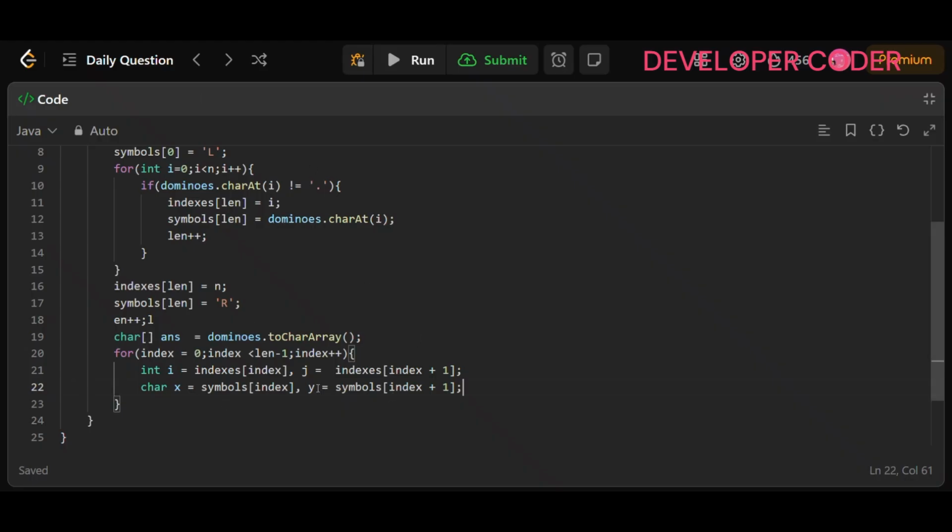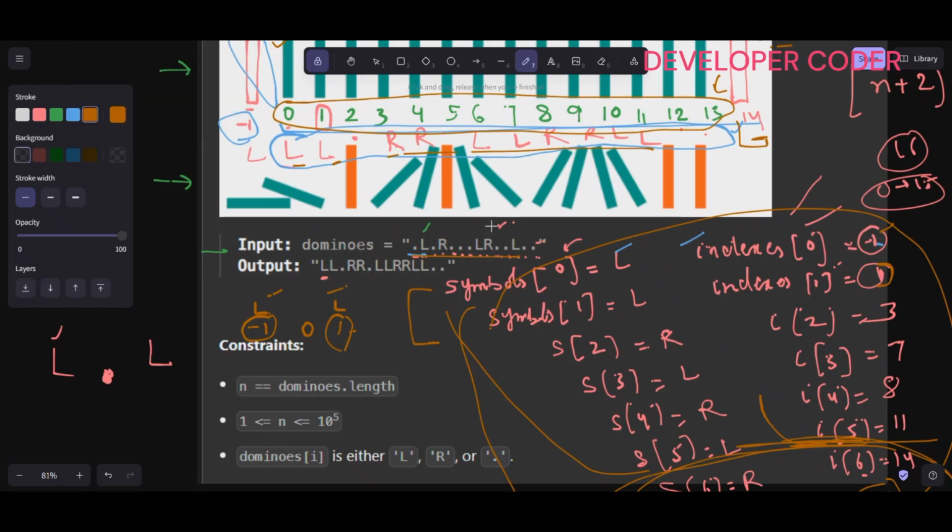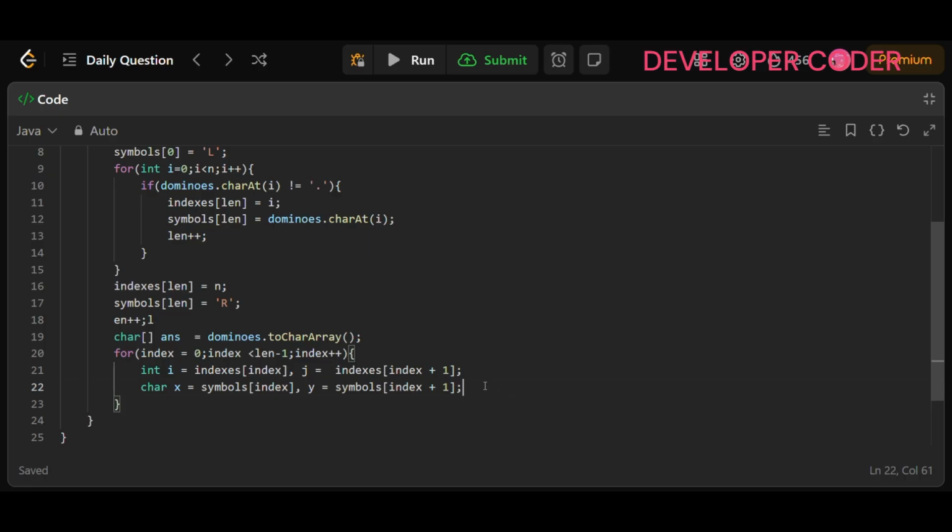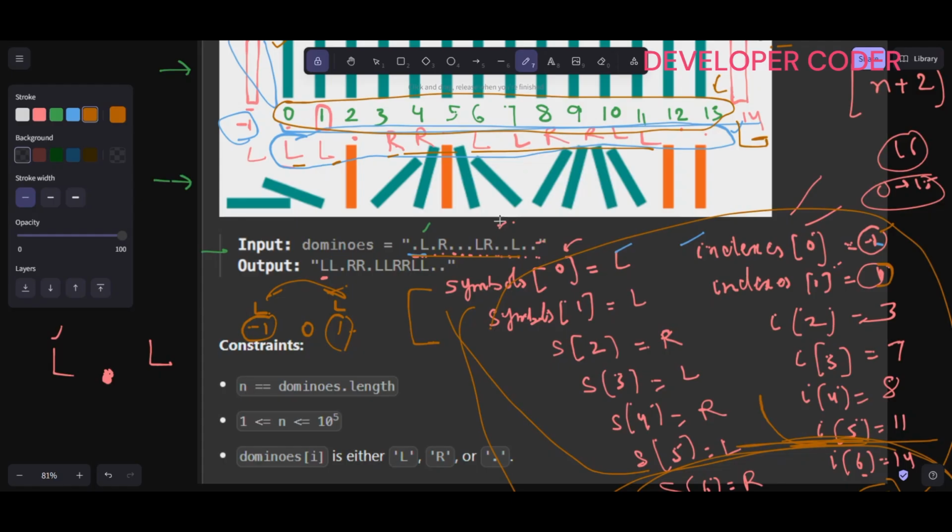So now I'm just going to compare these two, right? These two. All right, so what you are going to do, first you are going to check the symbol. So if your X is equal to Y, that is the same in this case, right? If X is equal to Y, both are L in this case. You are taking these two and both are the same here, L and L.